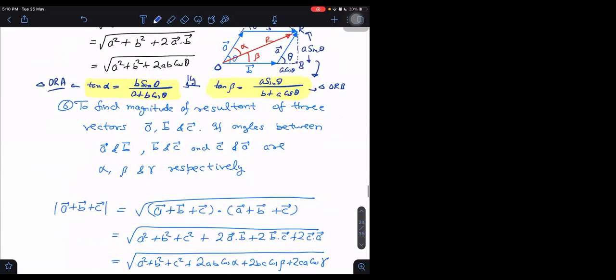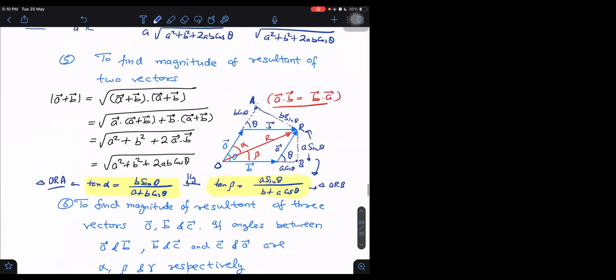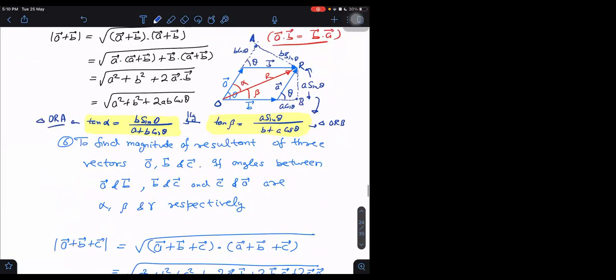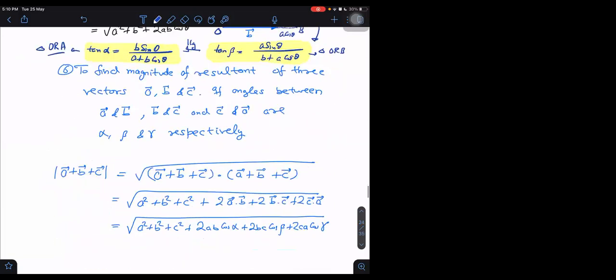Sir, please share this PDF in the group once. This I will share. Till now, yesterday I did not share probably. Did I share yesterday? I may not have shared. Today I will share, don't worry.